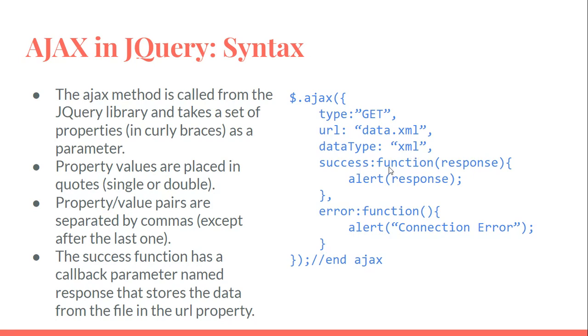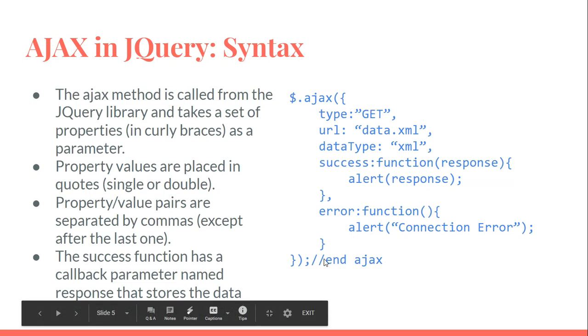The success property calls a function with this parameter in it. That response parameter is a callback parameter. Anything in data.xml is going to get dumped into this response variable. And there's a comma after that, and then the error function just alerts that there's an error, with no comma after the final thing, and that ends our AJAX call.